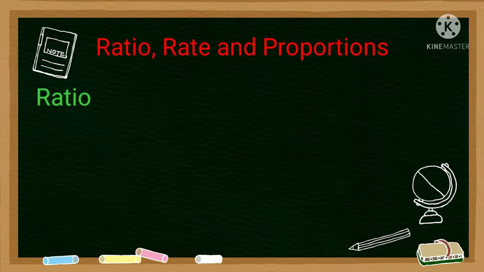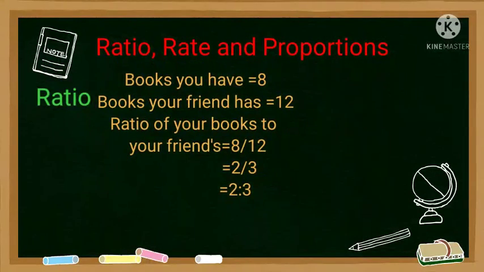Suppose you have 8 books and your friend has 12 books. Then the ratio of your books to that of your friend is 8 over 12, which simplifies to 2 over 3. That is, for every 2 books you have, your friend has 3 books.